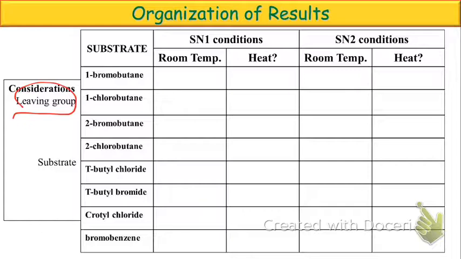So if we go through and look at each of our substrates, what do we notice? Bromine, chlorine, bromine, chlorine, chloride, bromide. We're looking at chloride and bromide as our leaving groups. If I wanted to see the leaving group ability in any one of these reactions, let's compare those first two reactions. Not quite yet.